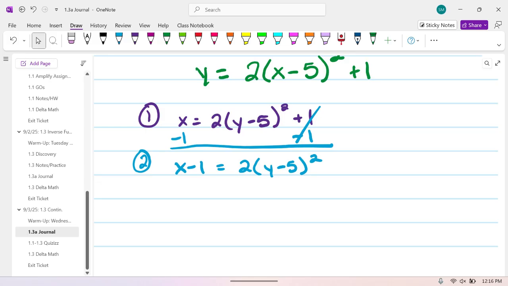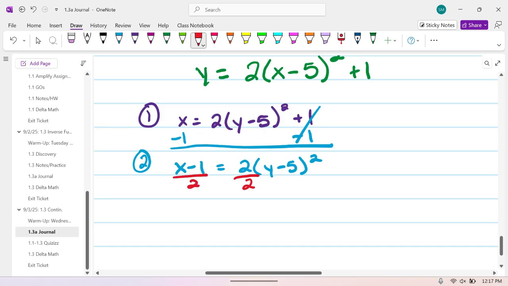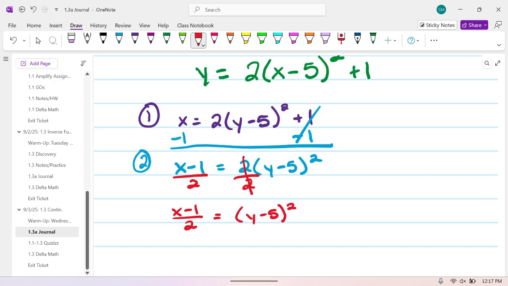However, we can get rid of that 2 very easily. How? Divide it. All you have to do is divide it out. So don't make it harder on yourself by distributing, because first off, it'll be wrong. Second off, why bother with that? You'll end up just having to divide by 2 later on. So we're just going to go ahead and get it over with and divide by the 2. So this is now (x minus 1) over 2 is equal to (y minus 5) squared.